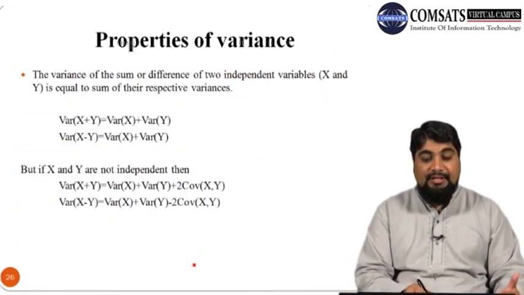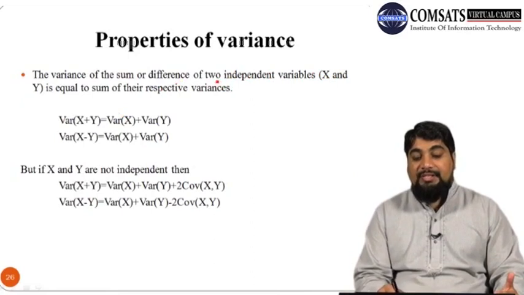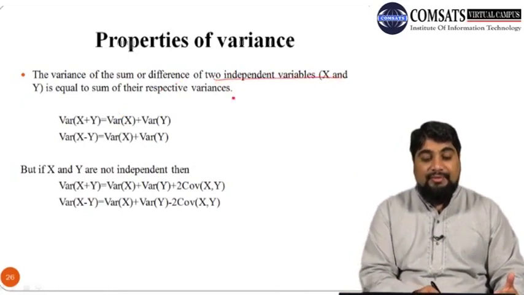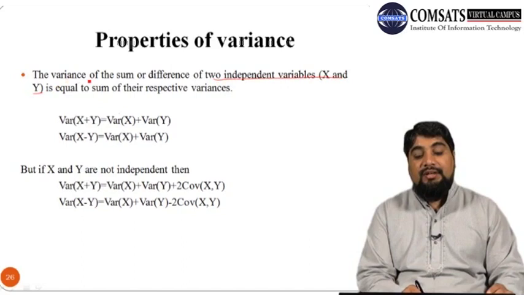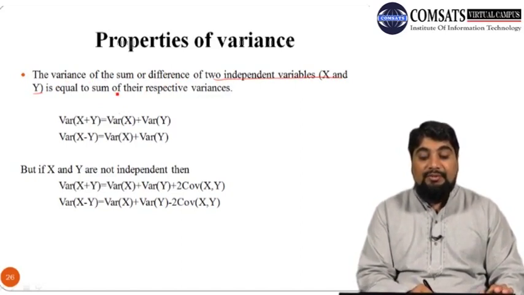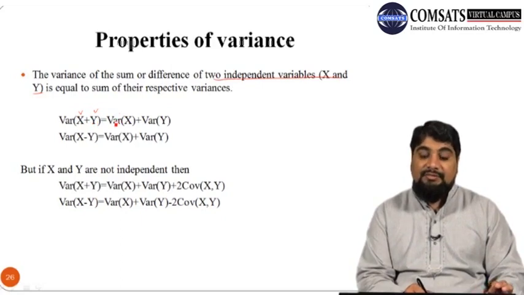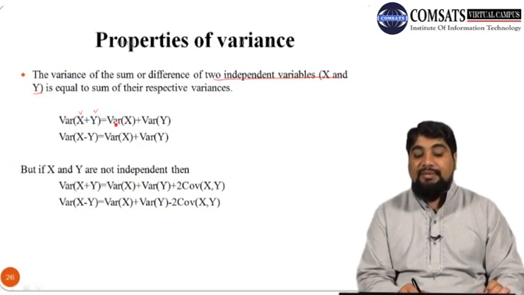So next property is, if we have two independent variables x and y, the variance of the sum or difference of two independent variables is equal to the sum of their respective variances. So suppose we have two variables x and y, then the variance of their sum, variance of x plus y, will be the variance of the first variable plus the variance of the second random variable.